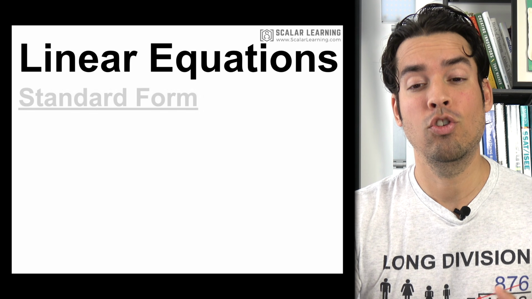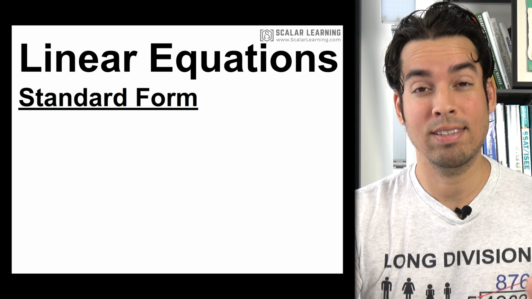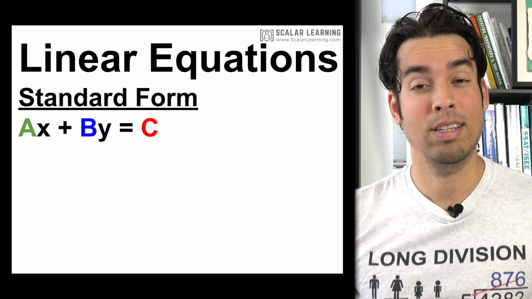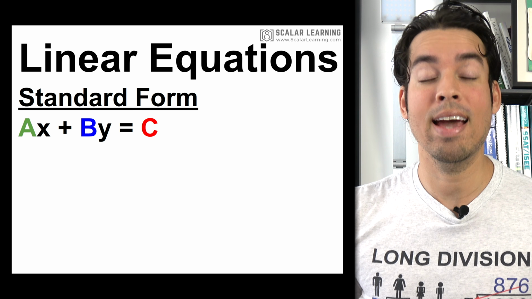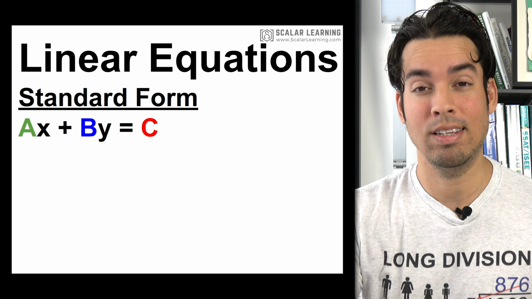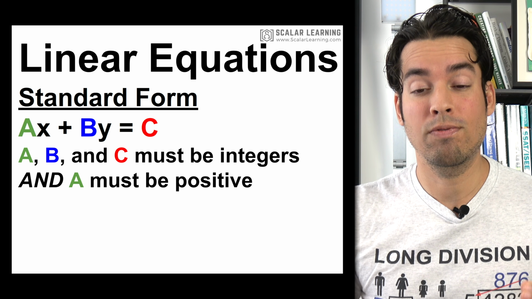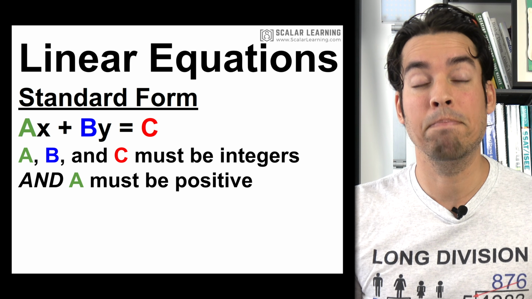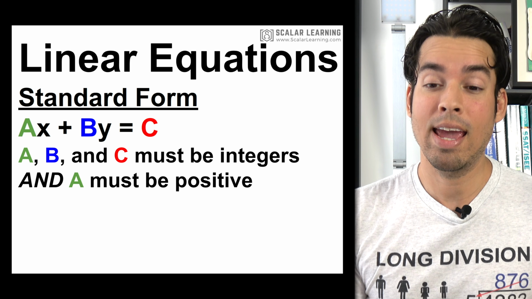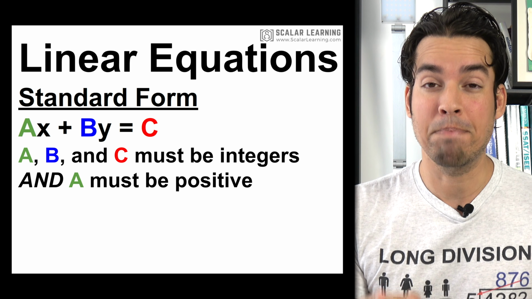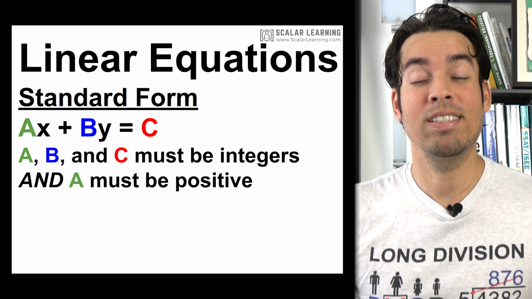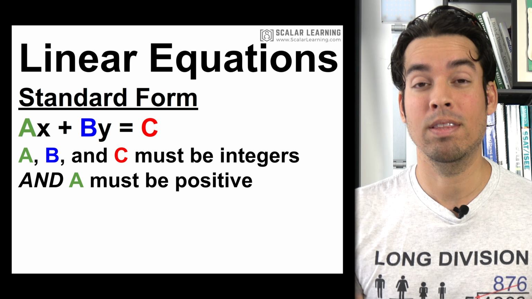Next, we're going to come to standard form. So what is standard form? Standard form is when a linear equation is written in this format: ax plus by equals c. To be a valid standard form, a, b, and c must be integers, and a must be positive. This doesn't mean that b and c have to be positive. This just means that a must be positive for it to be the valid format of standard form.